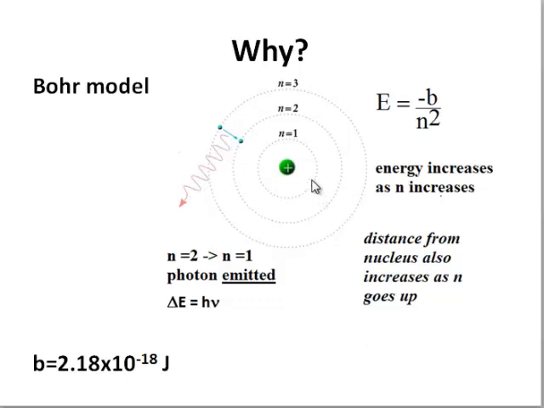Similarly, if you're in 1 and jump to 2, well, you have to put energy in the form of a photon, and the energy of the photon is equal to the energy you put in. So I write down here, change in energy of the atom is equal to h nu, where nu is the frequency of the photon involved, absorbed or emitted. Now Bohr's theory determined that the value of B is 2.18 times 10 to the negative 18 joules.